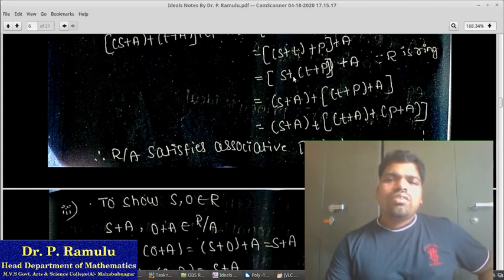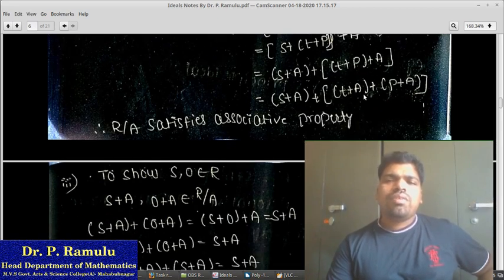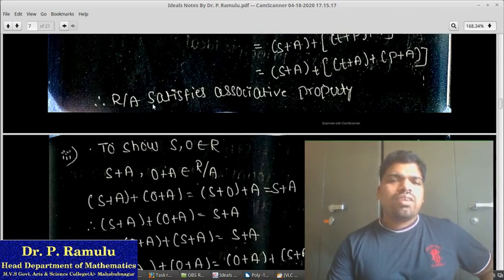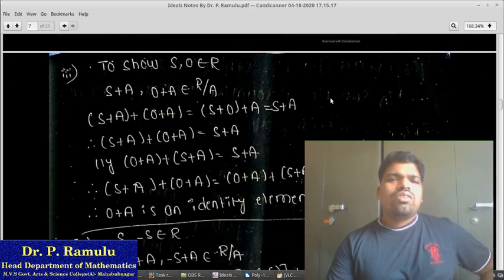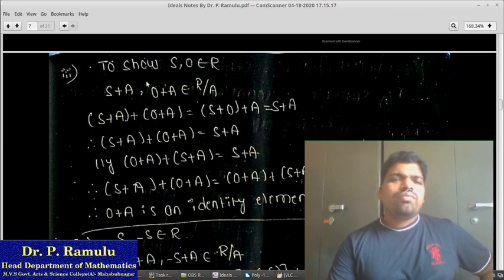So similarly, it can be written as s plus t plus p plus a. This can be written as s plus a plus t plus a plus p plus a. Therefore, R by A satisfies the associative property. Okay. To show the identity property, I take s, 0 belonging to R.